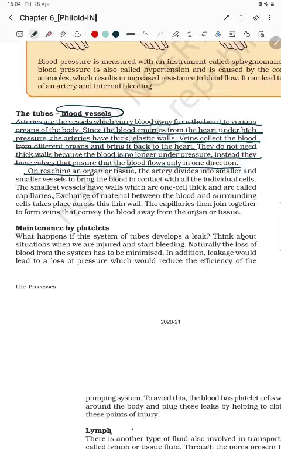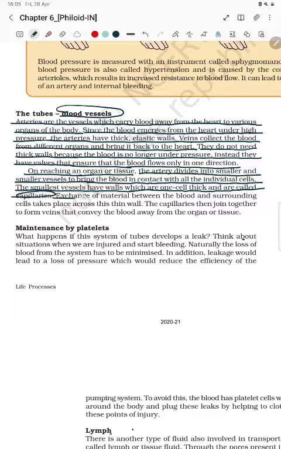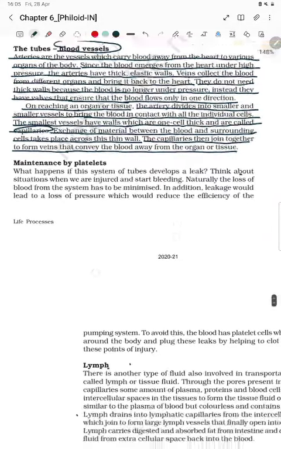On reaching an organ or tissue, the artery is divided into smaller and smaller vessels to bring the blood in contact with all the individual cells. The smallest vessels have walls which are one cell thick and are called capillaries. Exchange of material between the blood and surrounding cells takes place across this thin wall. The capillaries then join together to form the veins that convey the blood away from the organs or tissue.